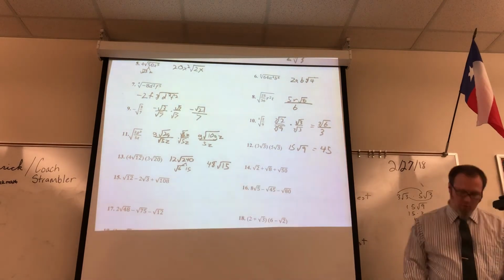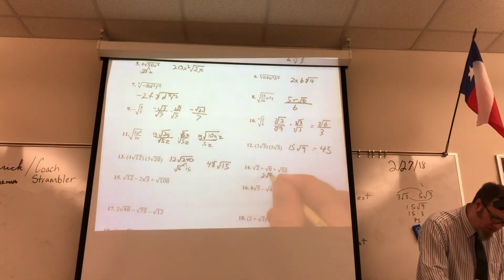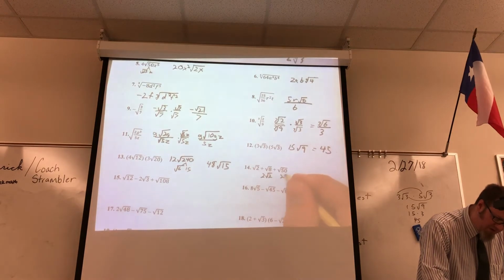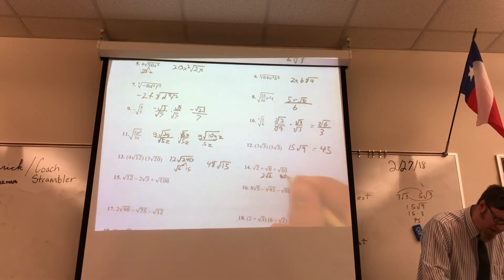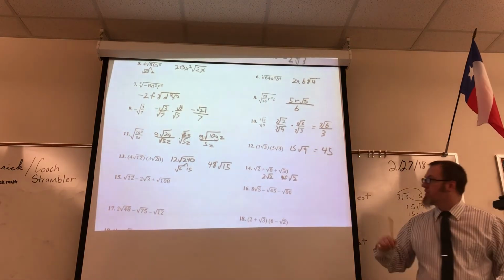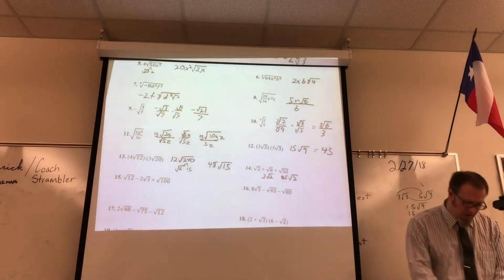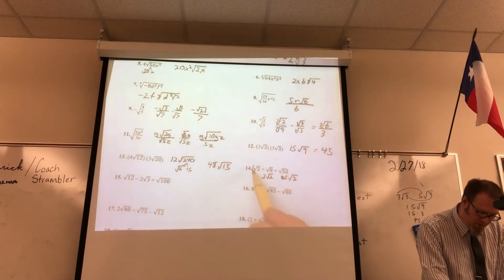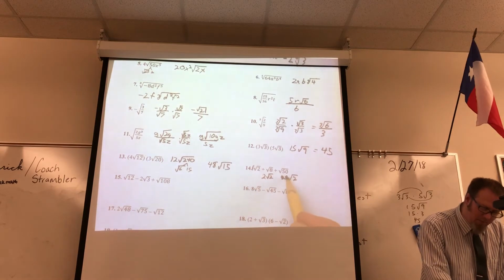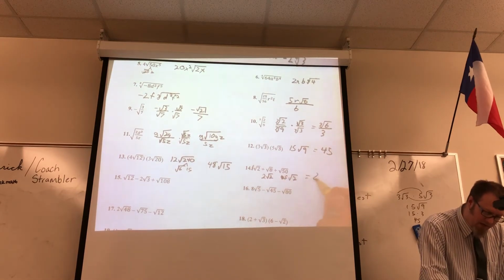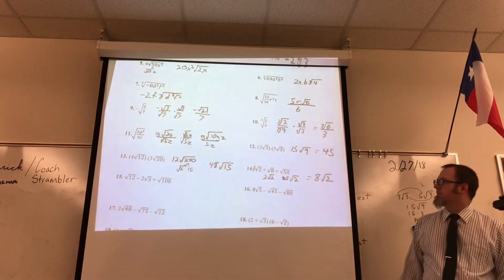On this one, number 14, we got to reduce. 8 is 2 square root of 2. 50 is 25, or not 25. 5 square root of 2. The square root of 25, which is 5. Square root of 2, this would be 1. So 1, 2, 3, plus 5 is 8. That would be 8 square root of 2.